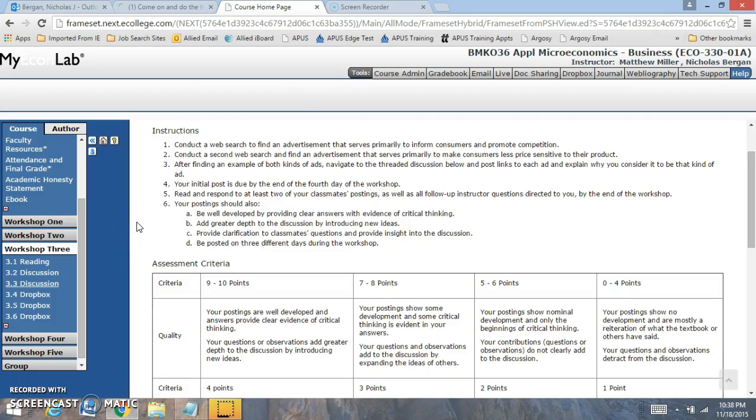With 3.3, you're going to conduct a web search to find an advertisement. And you want to look at this advertisement, and you want to focus on how does this advertisement relate to the role of competition and bringing more buyers to the market. That's the key. When you look at more buyers being brought to the market, this is going to be related to monopolistic competition and oligopoly. And we want to focus on how this advertisement will relate to one of those market structures. And that's where I want to really see your focus in on that analysis.